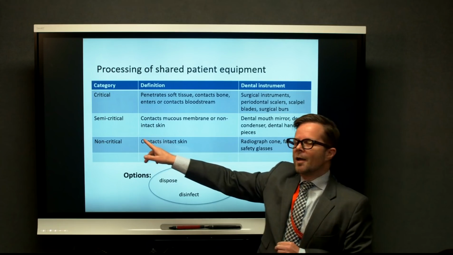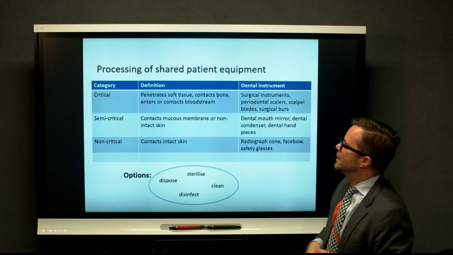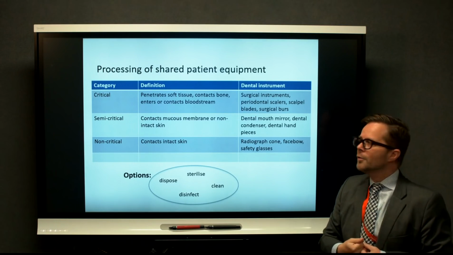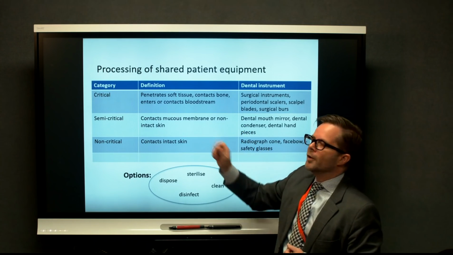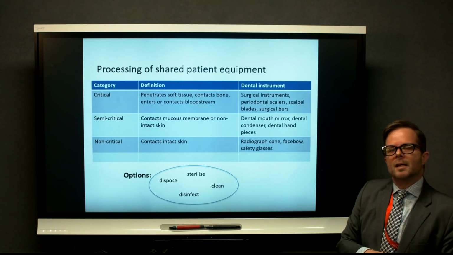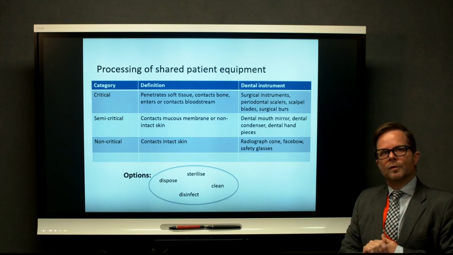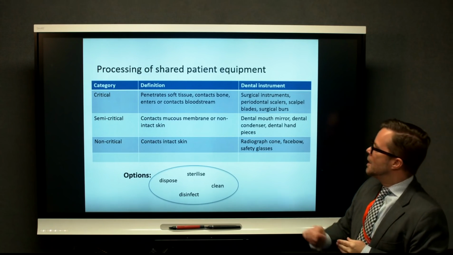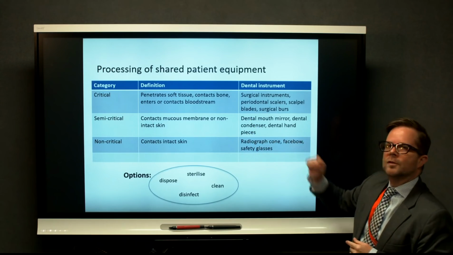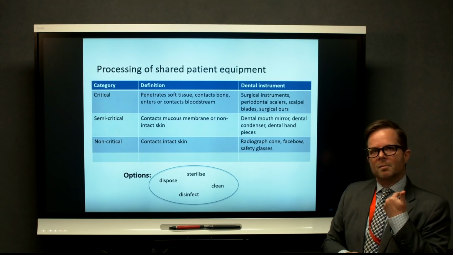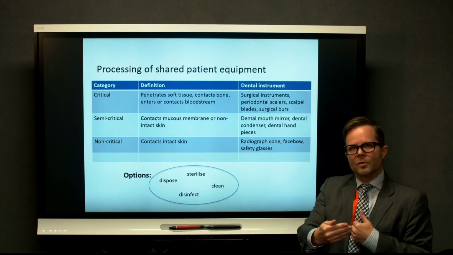Semi-critical items are those things that contact the mucous membrane, that is the lining inside the mouth, or non-intact skin. So skin that has a wound, for example, would be considered semi-critical. The things that fall into this category would be the dental mouth mirror, because we put that inside someone's mouth so it contacts their mucosa.